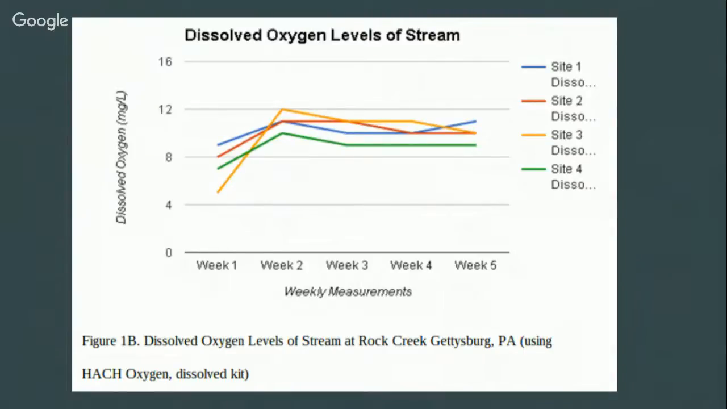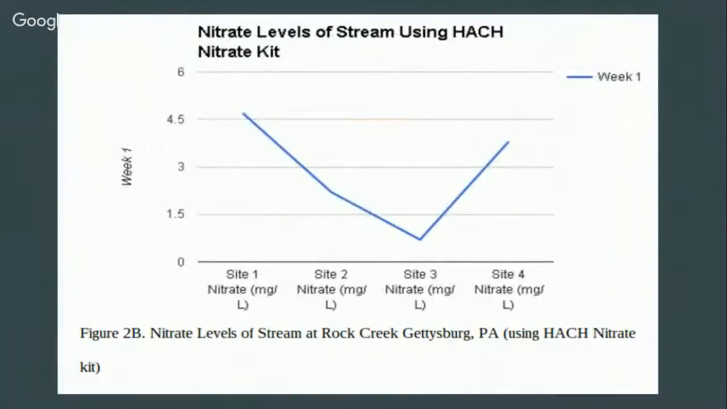This graph shows the dissolved oxygen levels of the stream at Rock Creek using the HACH dissolved oxygen kit. Dissolved oxygen is increasing over the testing period. This graph is showing nitrate levels of the stream at Rock Creek using the HACH nitrate kit. The nitrates are all decreasing except for Site 4.